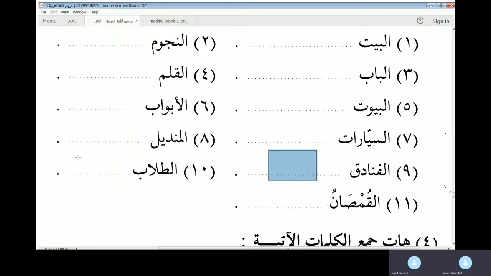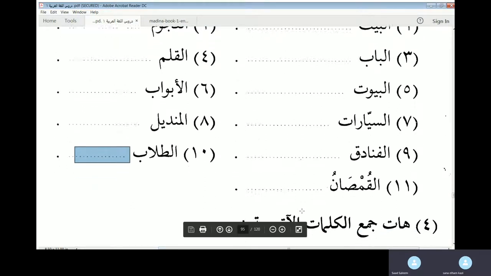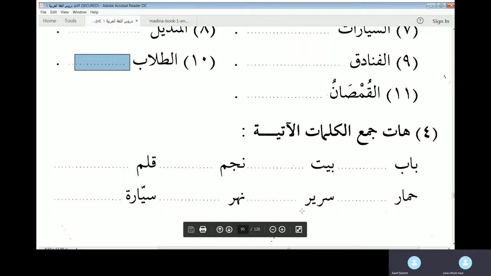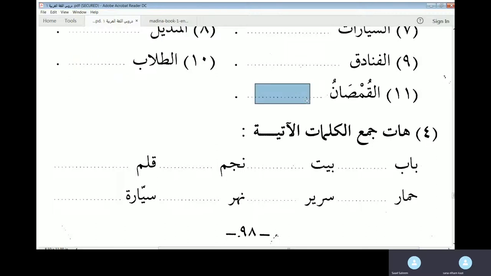Al-fanadiqu. Fanadiqu are hotels. Al-fanadiqu kabiratun. At-tullabu jududun. The students are new.